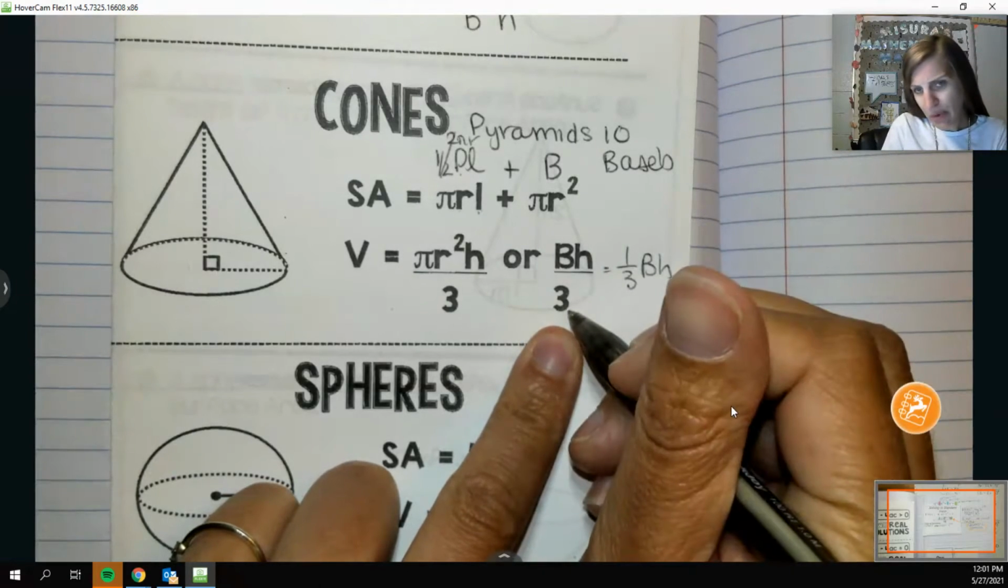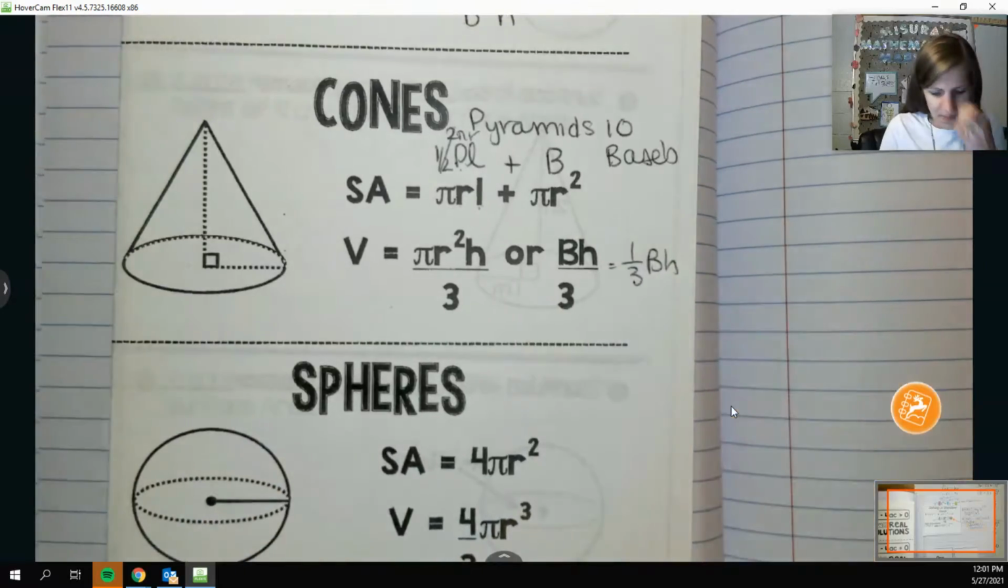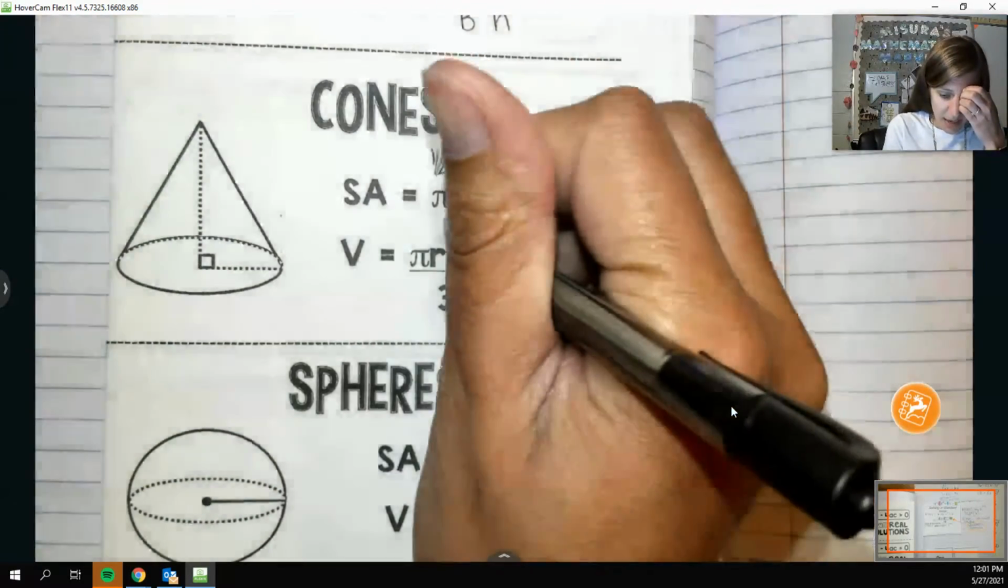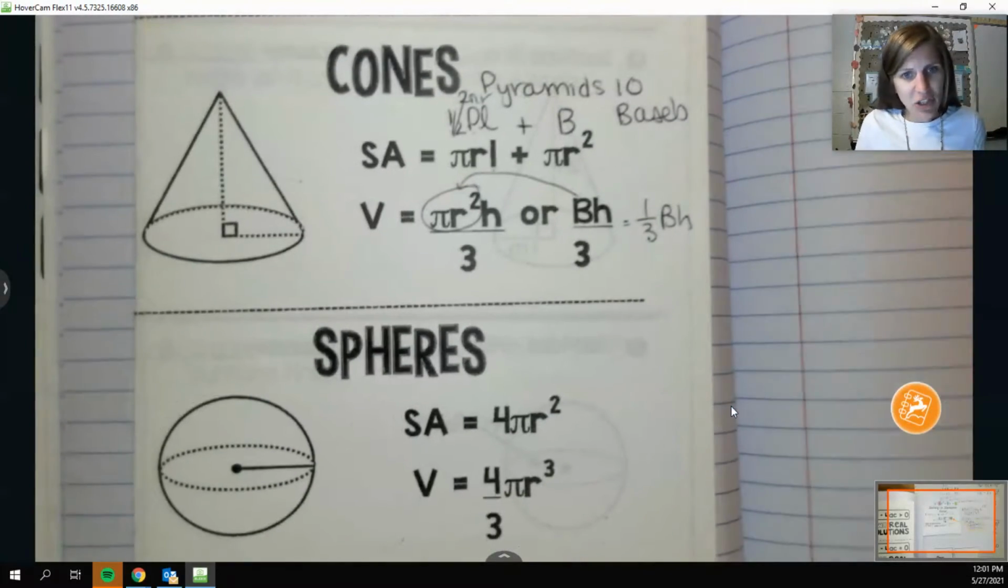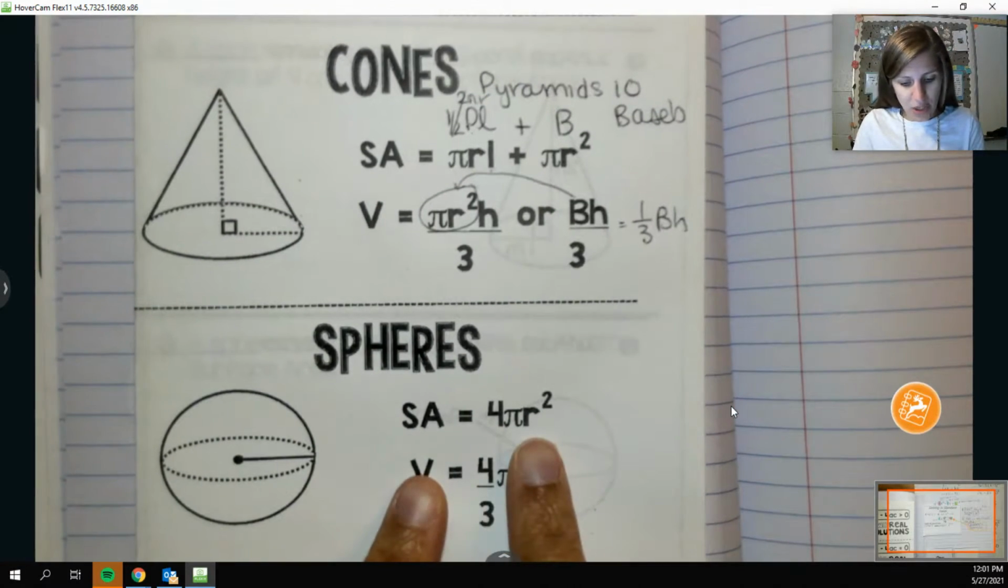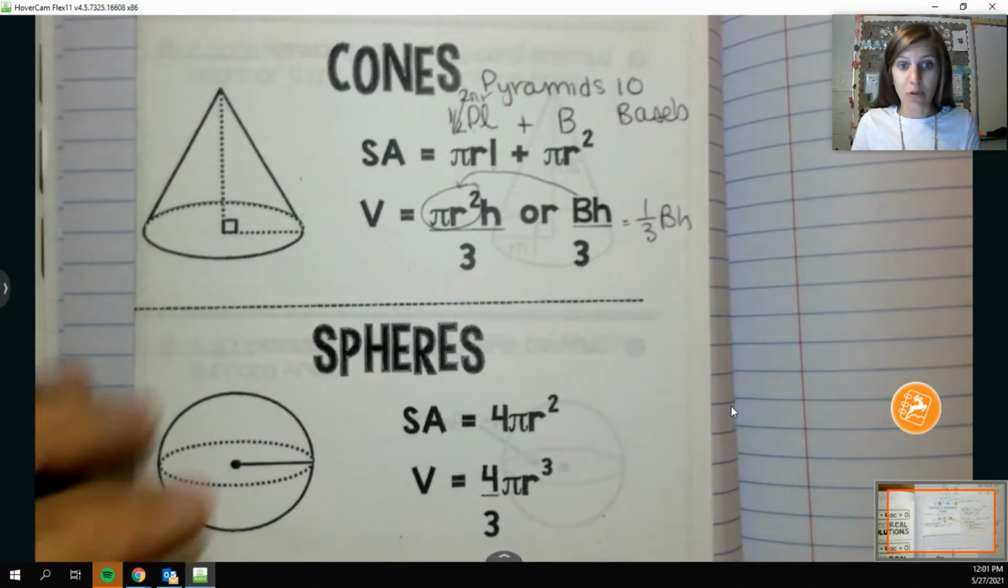And then for volume, it is 1/3 area of the base times height. I can just put the 3 under and make it look like a denominator. That's fine because the top is a 1. And capital B, area of the base, is pi r squared. And then the sphere stuff is the same: 4 pi r squared for surface area and 4/3 pi r cubed for volume.